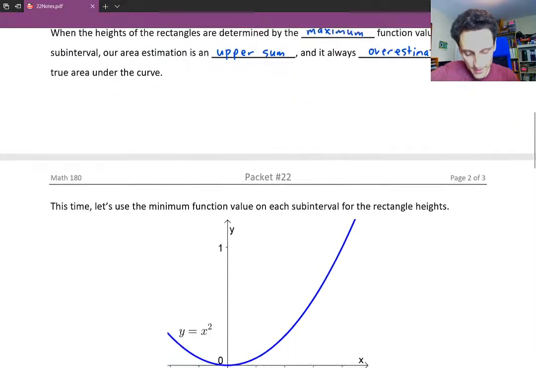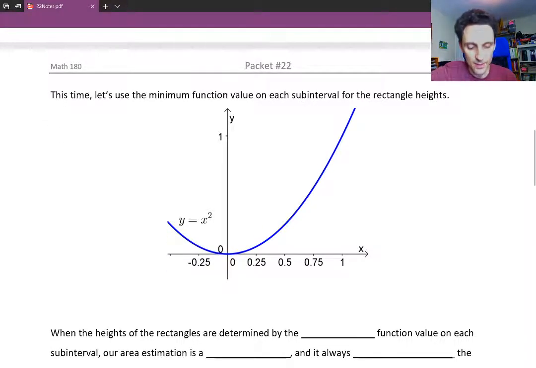Let's take a look at using the minimum function value. What if we did that instead? So on each subinterval, let's use the minimum function value as the height of the rectangle. So here you have the same kind of picture. We've taken our interval from 0 to 1 and chopped it up into 4 subintervals. So we're going to use 4 rectangles again. We could use more rectangles if we wanted to, and that's kind of where we're headed in the long run. But we'll just stick with 4 for right now.